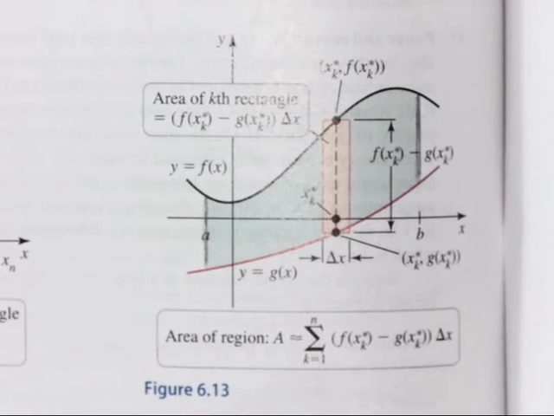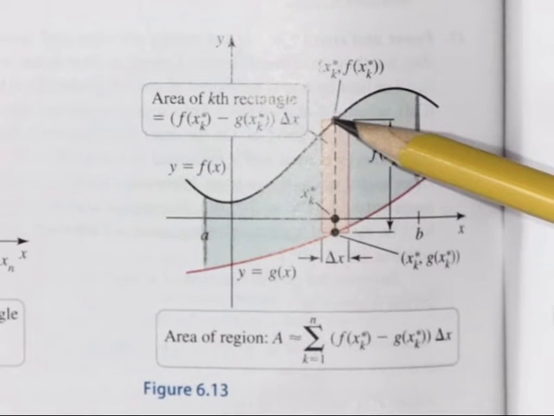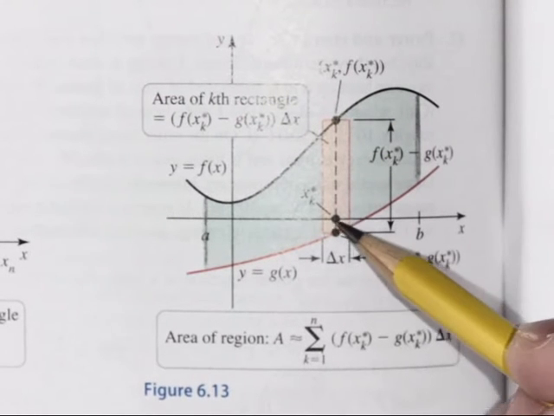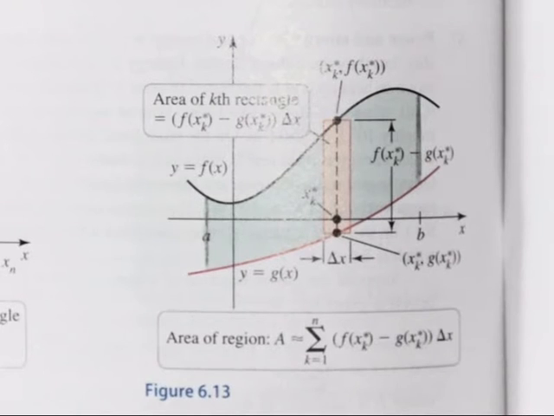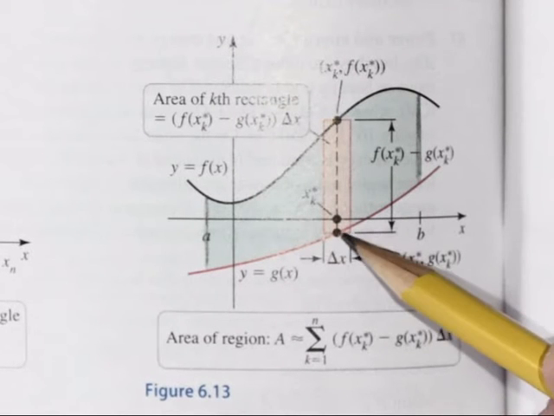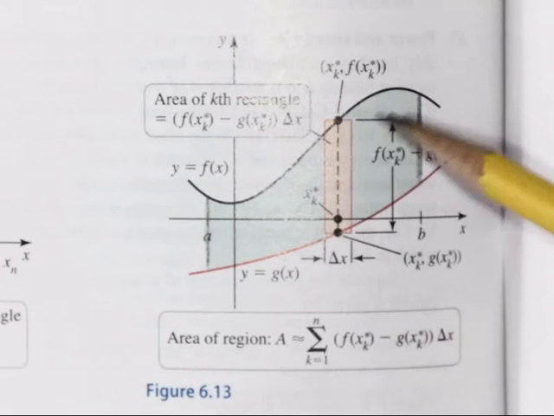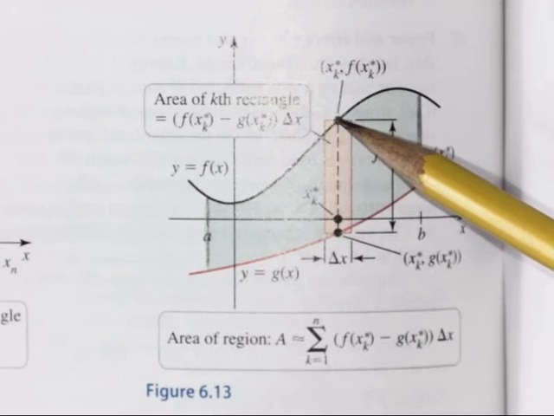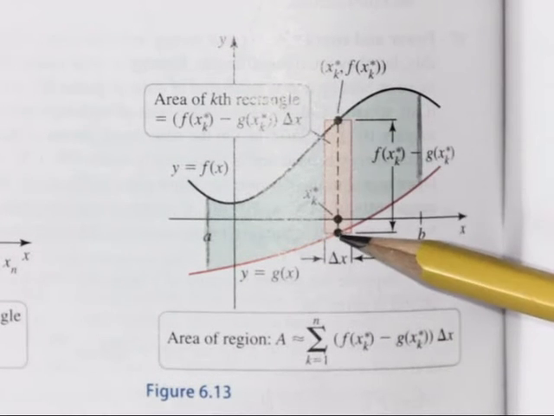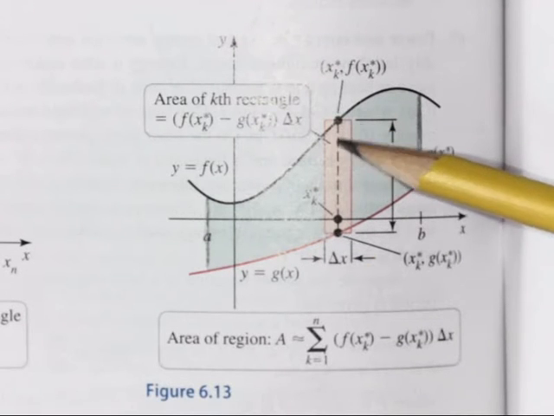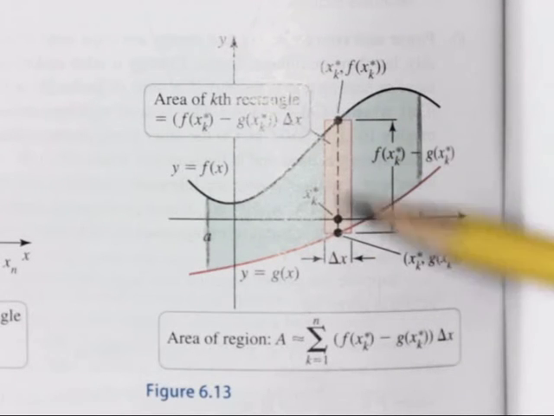So to do that, I take f of x, which is where the point is on the top curve, and I subtract from it g of x, which is the y-coordinate of where that point is on the lower curve. So basically this gives me the y-coordinate for the top curve and the y-coordinate for the bottom curve. If I subtract those two, that gives me the height of that rectangle.